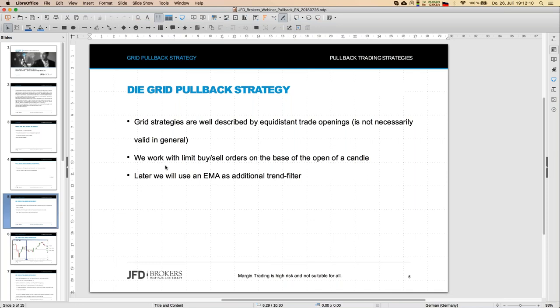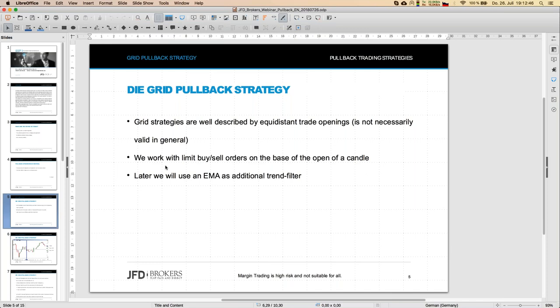Equidistant trade openings means, let's talk about DAX, for example. The DAX is at 12,000, and you may put a buy limit order at 11,900, and a second one at 11,800, and a third one at 11,700. You see what I mean? And we go in a distance of 100 points, and we place our limit orders. In this case, equidistant, which is not necessarily a must, but I will describe it that way.